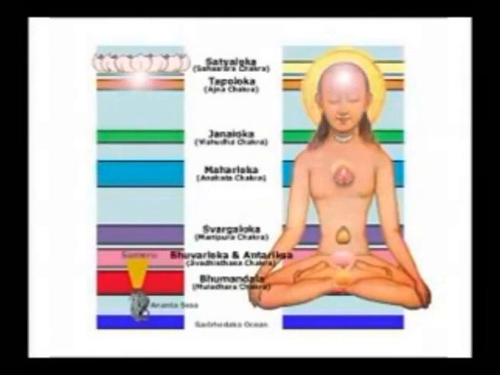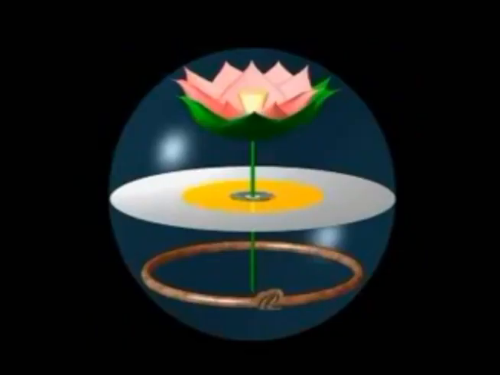In general, the vertical dimension of the universe represents the path of ascent or descent of the soul through different worlds and different states of consciousness. It lies perpendicular to the plane of Bhumandala, which is the world of the planetary orbits.